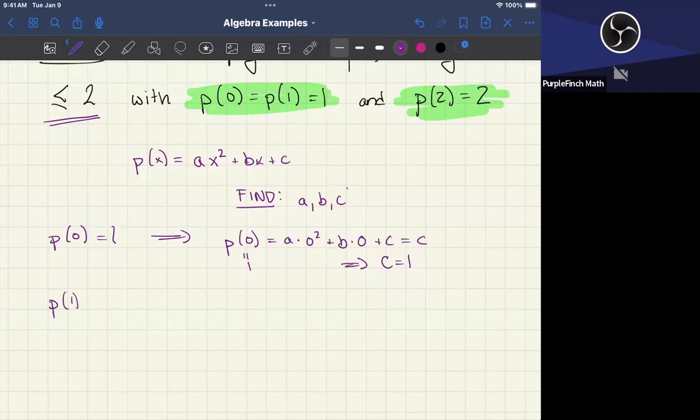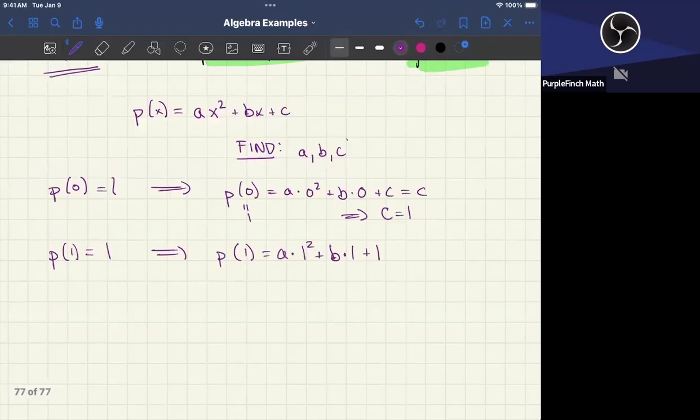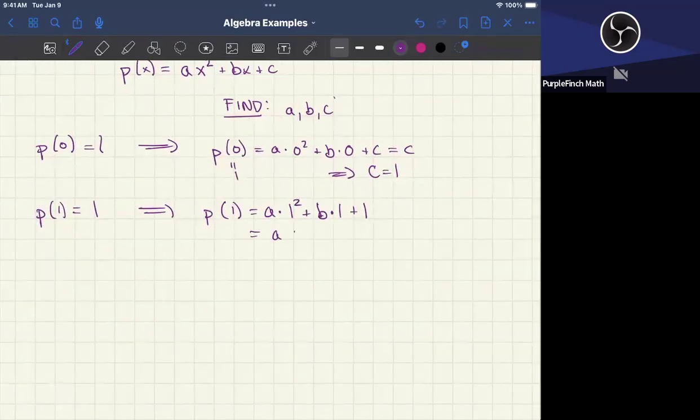Let's see what happens when we plug 1 into our polynomial. So when we plug in 1, we are going to get a times 1 squared plus b times 1 plus, and now I'm going to put a 1 in for our c value since we already know it has to be 1. So this is going to give us a plus b plus 1. We know that has to be equal to 1. Let's subtract 1 on both sides. We'll clean this up just a little bit. We get a plus b is equal to 0.